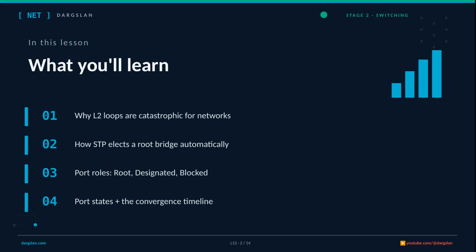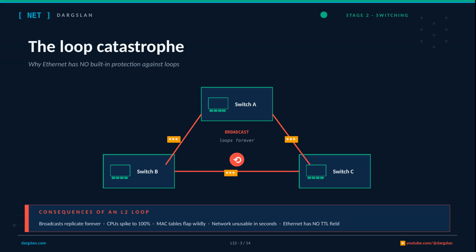First, we'll look at why Layer 2 loops aren't just an inconvenience. They're genuinely catastrophic, capable of taking down a network in seconds. Then we'll see how switches elect a root bridge entirely on their own, with no manual intervention. From there, we'll break down the 3 port roles: root, designated, and blocked, and finish by walking through the port states and how long convergence actually takes. So let's start with the problem itself.